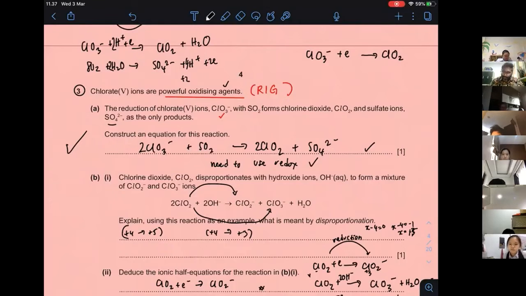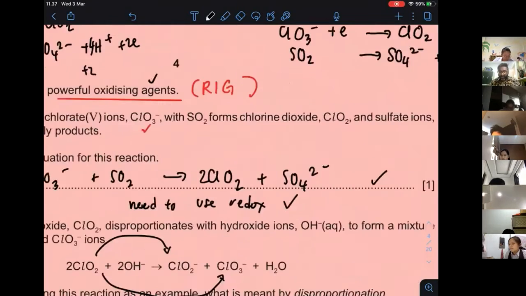So here, you have the gain of electrons, and then the second one is SO2 changing into SO4 2 minus. If the first one is gaining electrons, then of course here there will be electrons on the other side. Anyway, we try to work using this first.